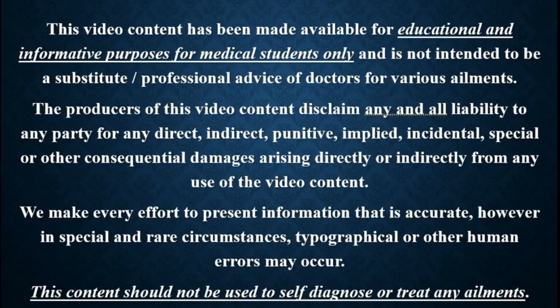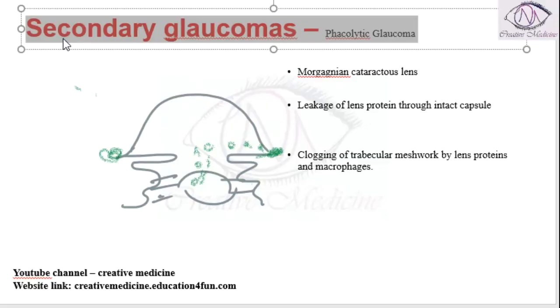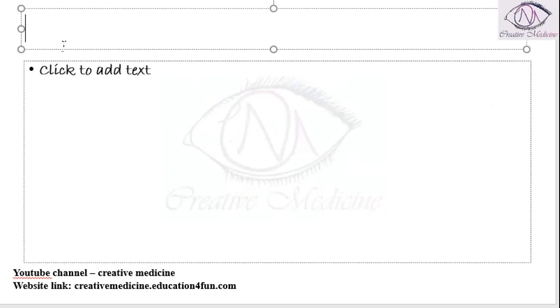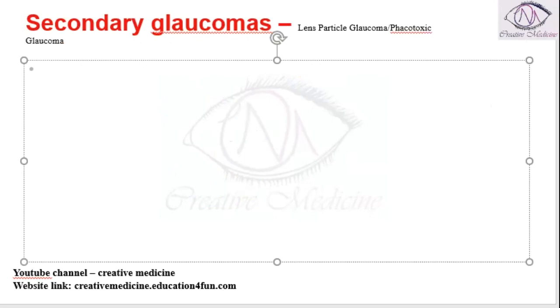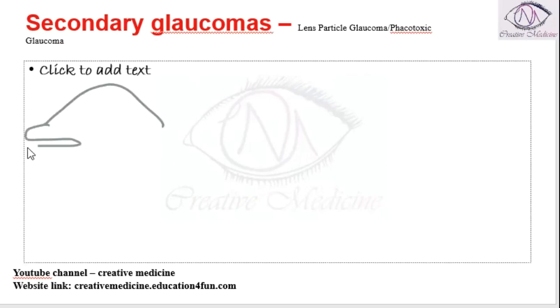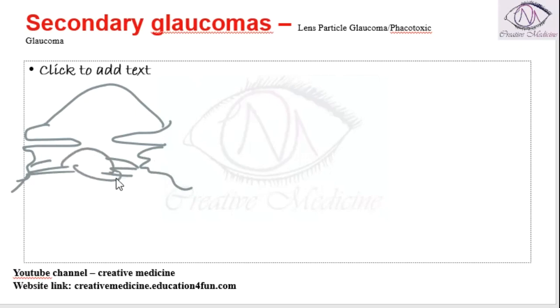In this lecture, we will learn about the last type of lens-induced glaucoma, which is lens particle glaucoma, or we can also call it phacotoxic glaucoma. In lens particle or phacotoxic glaucoma, here this is the cornea, this is the iris, this is the pars plicata and pars plana, and these are the ciliaries on which this is the lens.